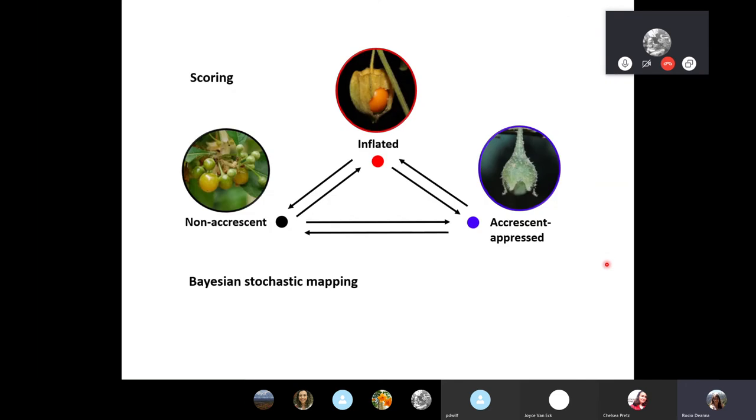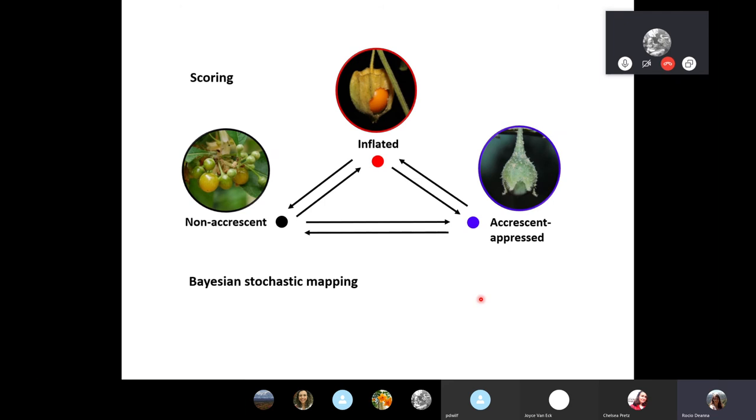So after we resolved the phylogenetic relationships, we started codifying the fruiting calyx of all the species sampled. We codified three states of this character. When we are talking about calyx accrescence or accrescent appressed, this was defined as an increase in the calyx length of 50% or more from flower to fruit stage. And for inflated calyx, we call the one where the accrescence of the calyx after anthesis is to such an extent that the fruit is entirely enclosed, but there is also a space between the calyx and the berry.